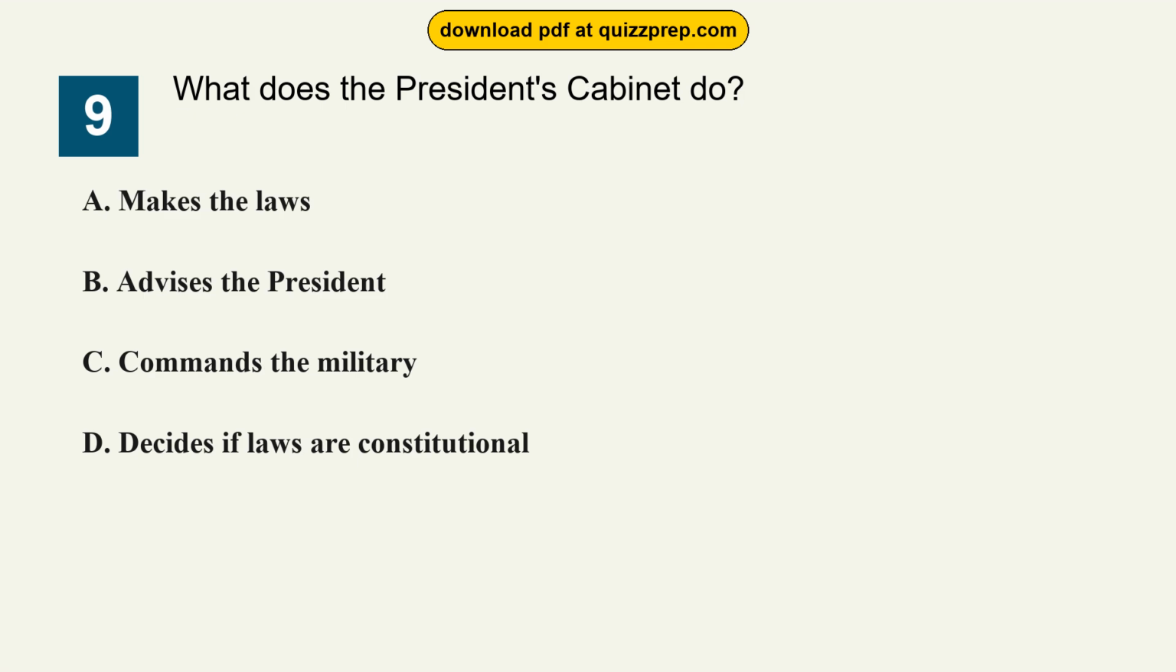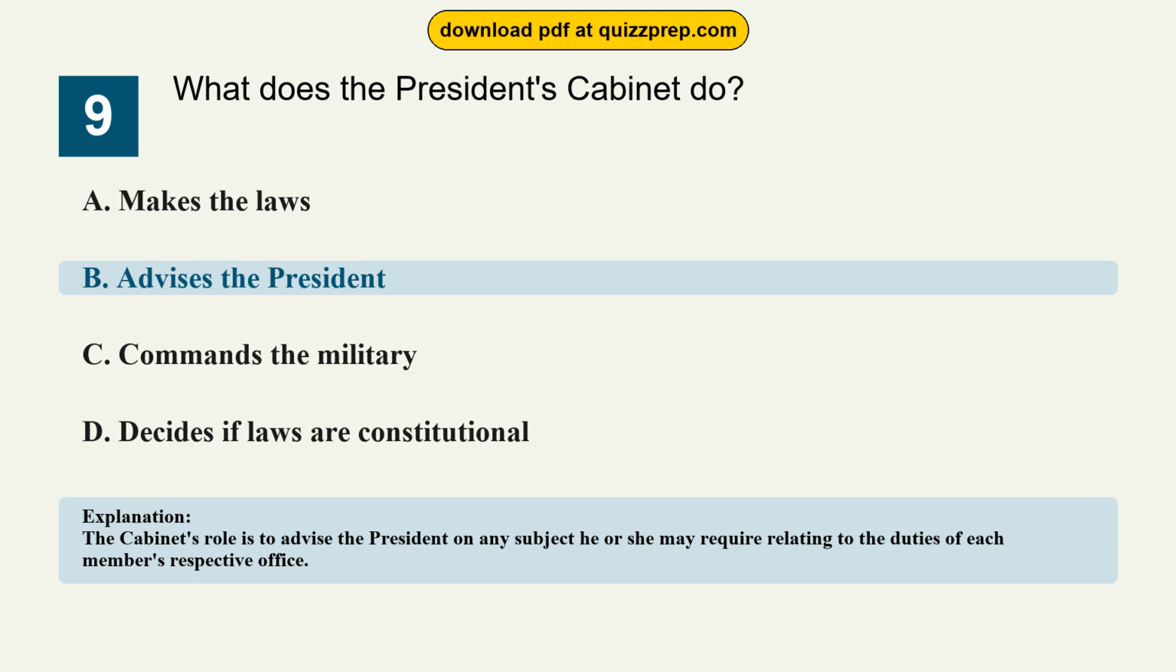Question 9. What does the President's Cabinet do? Option A. Makes the laws. Option B. Advises the President. Option C. Commands the military. Option D. Decides if laws are constitutional. The correct answer is option B. Advises the President. The Cabinet's role is to advise the President on any subject he or she may require relating to the duties of each member's respective office.